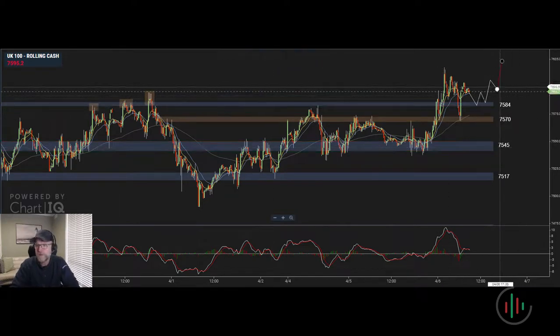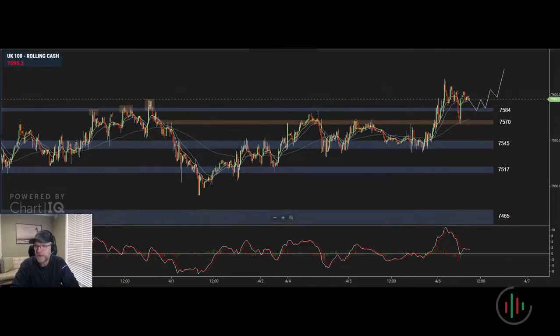Okay, so I'll be looking for that, but I want to see some higher lows build. So basically, if we can flush into that level and hold the higher low of 75.70, there could be a little extension to the upside on the cards.